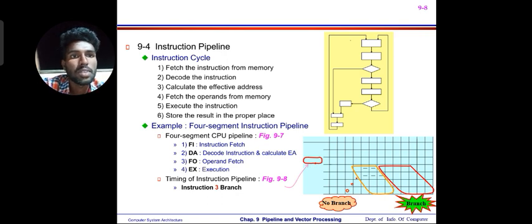Show the algorithm. Example: 4 segment instruction pipeline, 4 segment CPU pipeline. FI instruction fetch, DA decode instruction and calculate EA, FO operand fetch, EX execution. Time of instruction pipeline, with instruction 3 a branch. Show the diagram.